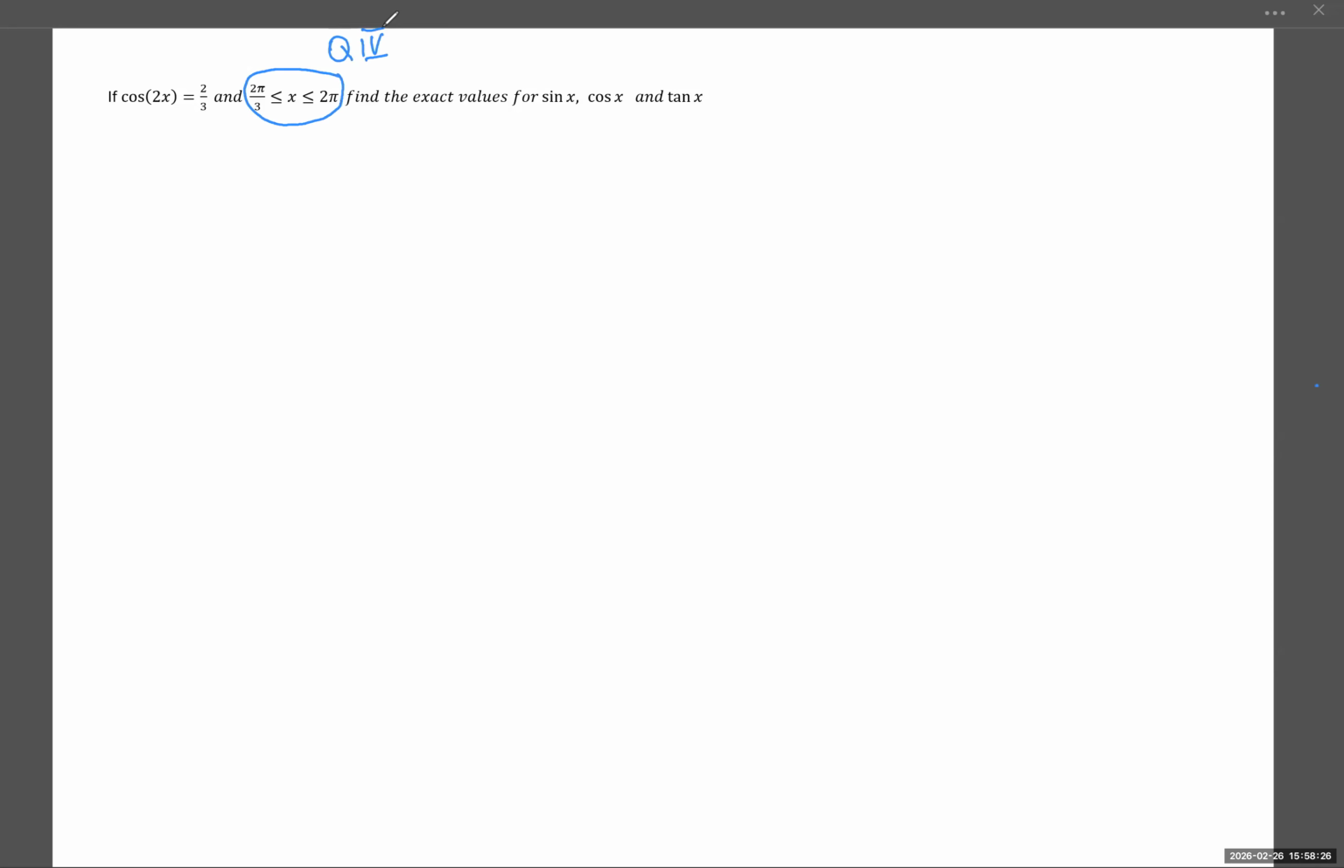Now, we're also going to use this identity right here, sine squared x plus cosine squared x equals 1. For now, I'm going to rewrite it with cosine on the left-hand side and everything else on the right-hand side, 1 minus sine squared x. We're going to need this in just a minute.